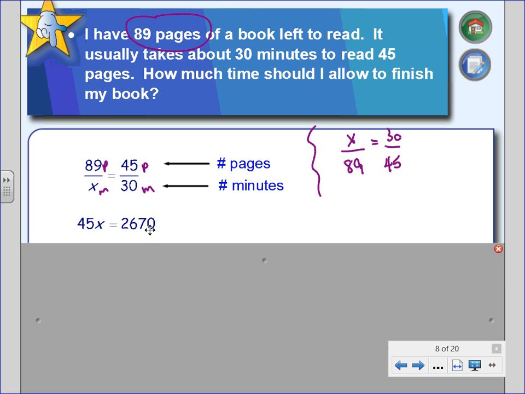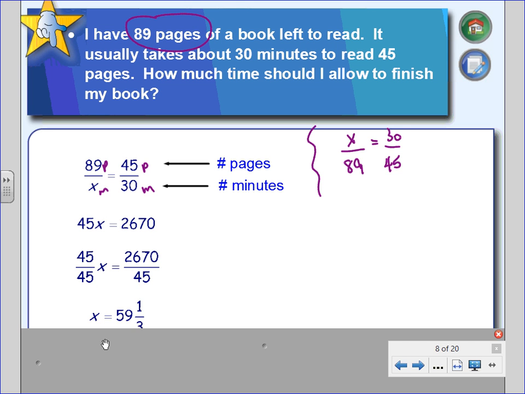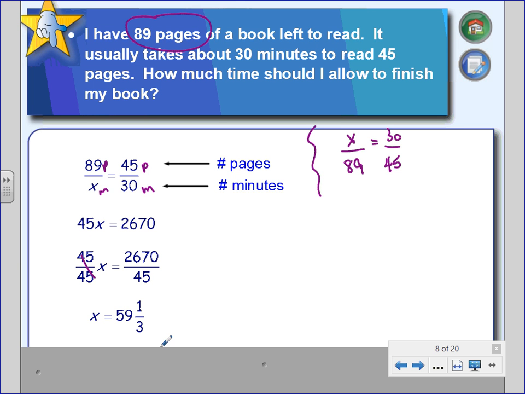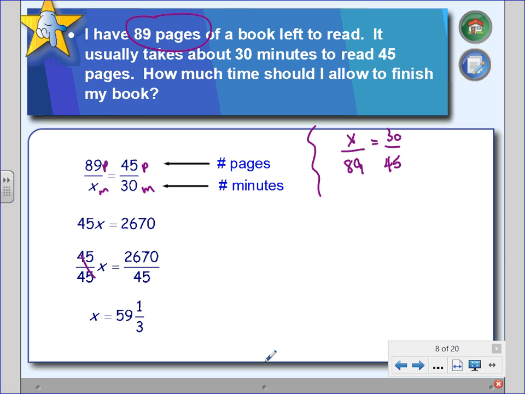89 times 30 was 2,670, and I'll divide both sides by 45. Simplify to get 59 1/3. Now, let's see, how much time should it take? So I should have minutes here. And you can convert this one to decimal, like we were saying, minutes and seconds go to decimal. So this would be 59 minutes and 20 seconds because 1/3 of a minute is 20 seconds.